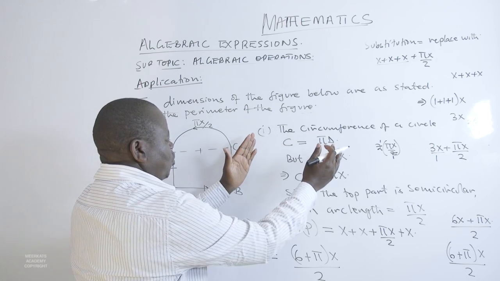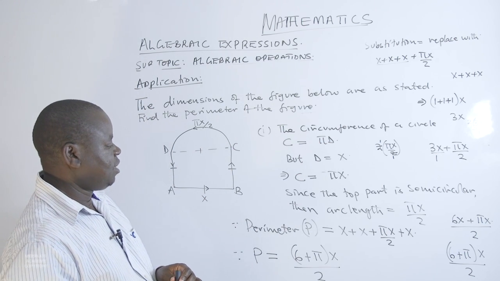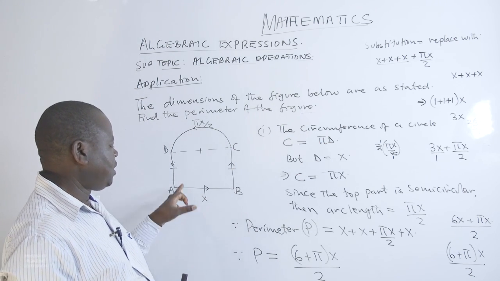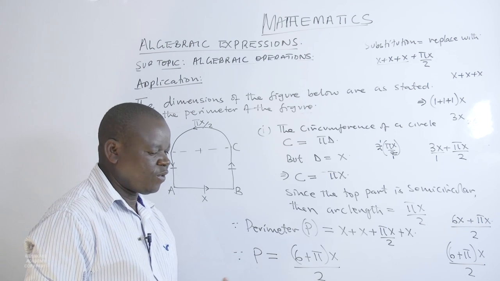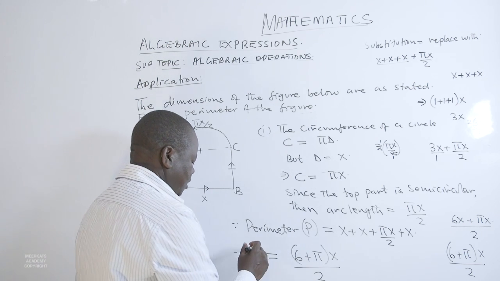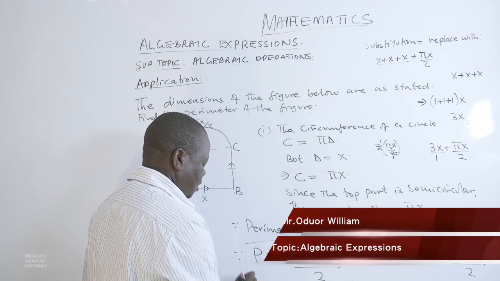So we use the procedure of getting the perimeter using the pronumeral that has been defined to simplify our algebraic expression. This marks the end of our lesson for today.